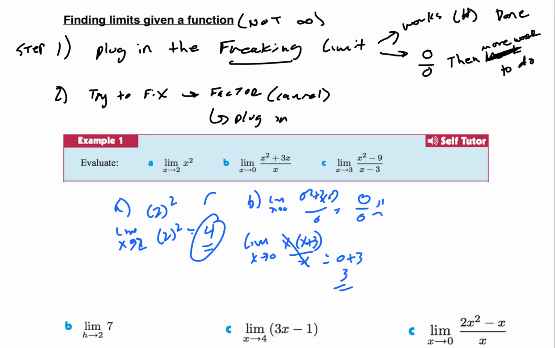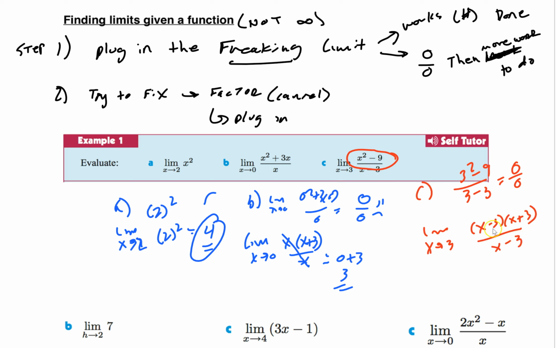All right, let's look at C over here. Same idea. Step 1, plug in the limit. So I'm going to get 3 squared minus 9 over 3 minus 3. Again, I get 0 over 0. So that means you have work to do. We have to factor. So limit as x approaches 3. The top's the difference of two squares. Don't we love algebra? That's x minus 3, x plus 3 over x minus 3. These cancel. And now you can plug your 3 in. We get 6.